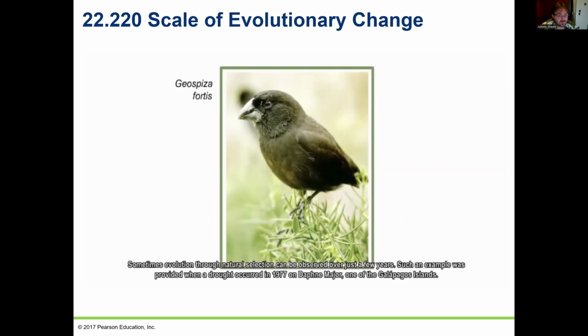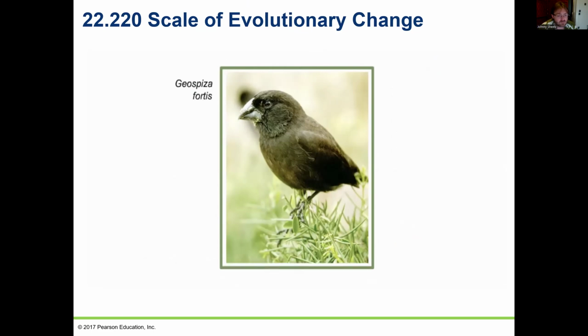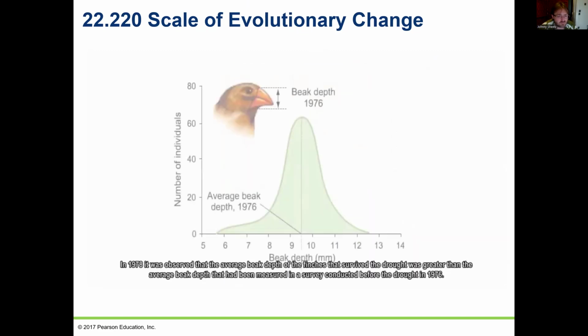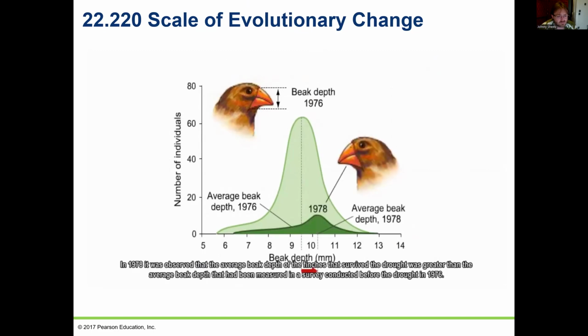Sometimes evolution through natural selection can be observed over just a few years. Such an example was provided when a drought occurred in 1977 on Daphne Major, one of the Galapagos Islands. A large part of the island's population of the finch species died during this drought. In 1978, it was observed that the average beak depth of the finches that survived the drought was greater than the average beak depth that had been measured in the survey conducted before the drought in 1976.